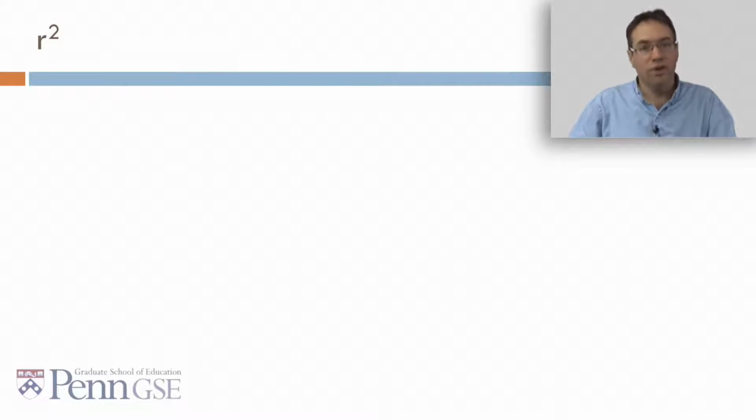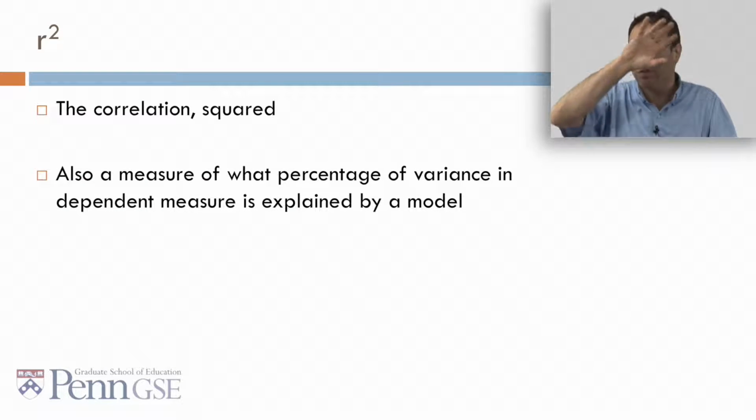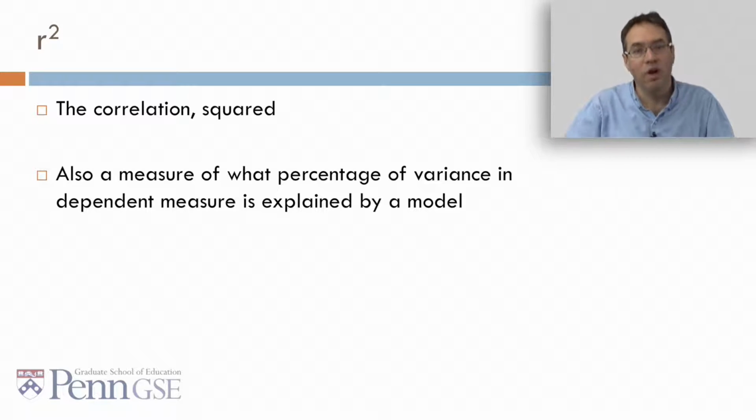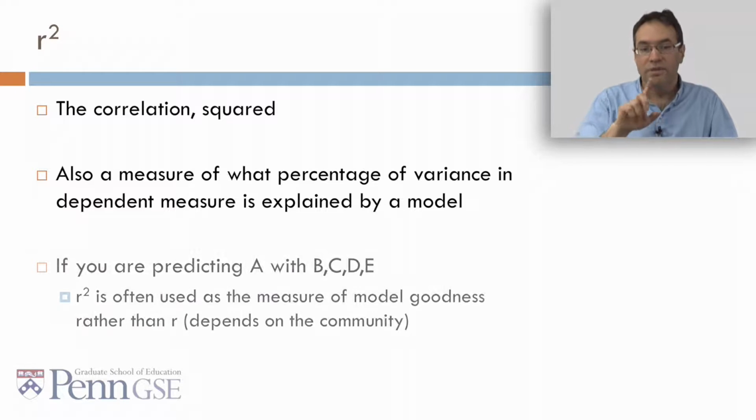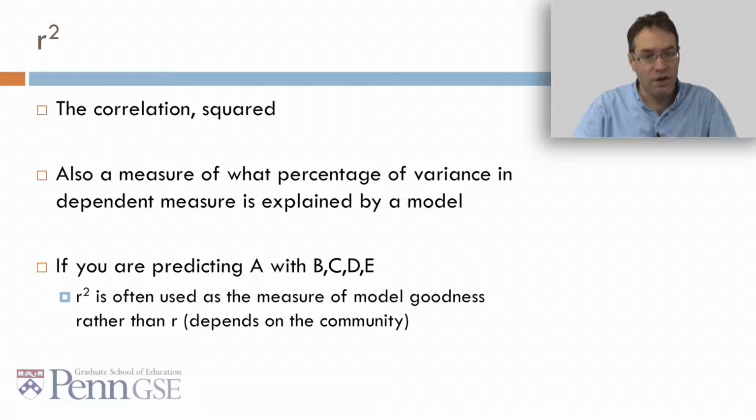R squared is the correlation squared. It's also a measure, by some fancy statistical voodoo that I won't be talking about today, of what percentage of the variance in the dependent measure is explained by a model. If you're predicting A with B, C, D, and E, R squared is often going to be used as the measure of your model's goodness rather than R. This depends on the community. It's kind of arbitrary which ones communities prefer, but you might see it.